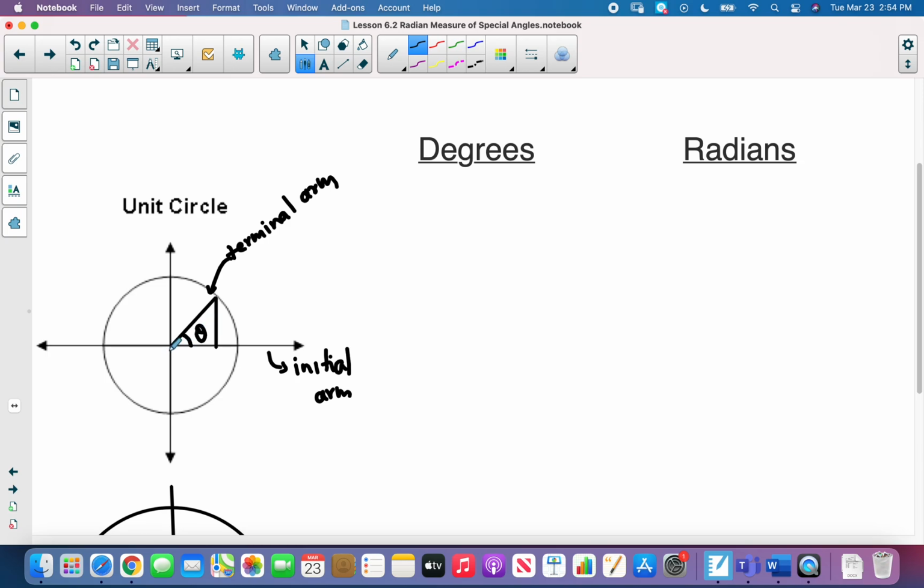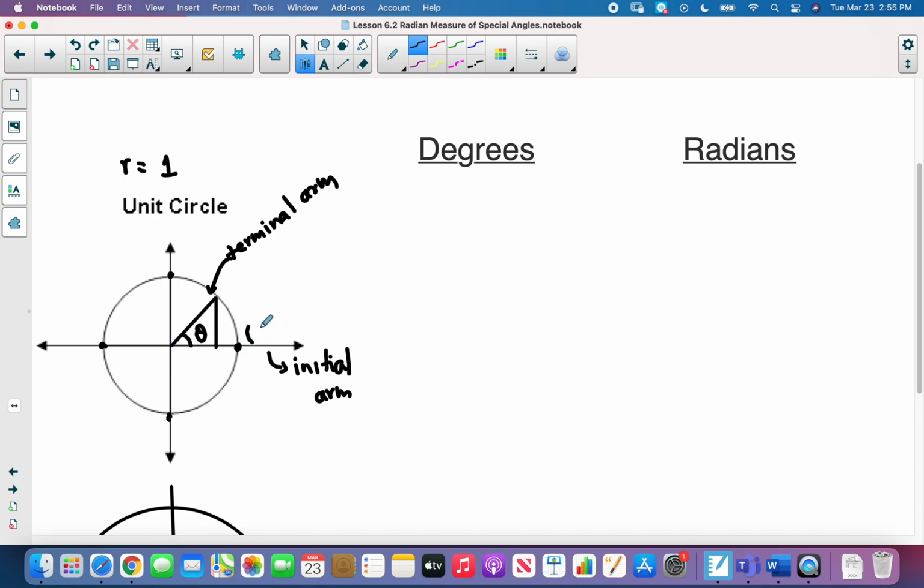So if I move the terminal arm here, then my theta will go from the initial arm in the anti-clockwise direction till here. That's my angle. If my terminal arm is here, then my angle is from the initial arm all the way to where it is, and so on and so forth. We also have these points on the unit circle. A unit circle is a circle where the radius is equal to 1 unit in length. So this length from here to here is 1.